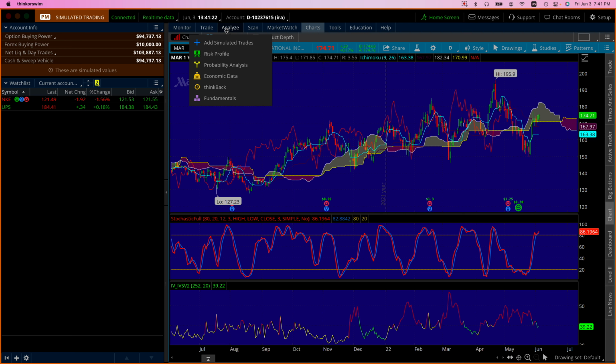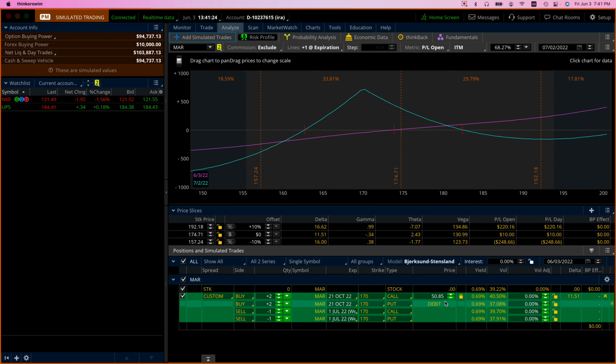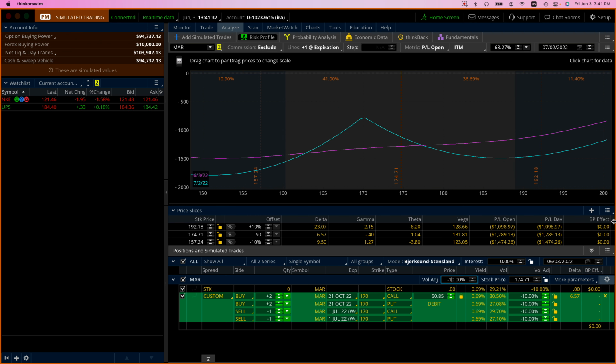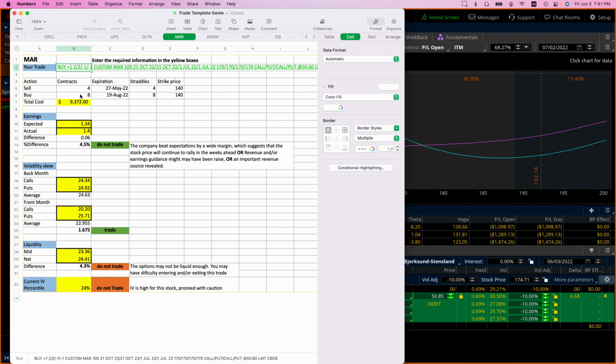What happens? Well, let's take a look. Assume that we enter this trade and then volatility declines. You can test it by saying volatility adjustment right here and say minus 10. And then look, you lose money. Okay, $1,000. So we are not in the business of losing money, are we? Not intentionally anyway. So let's move on to the next.